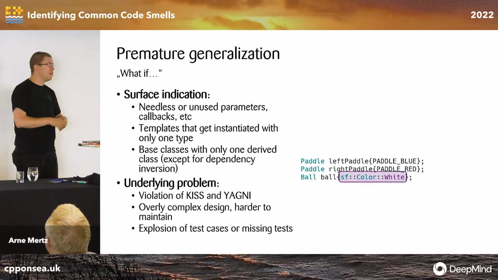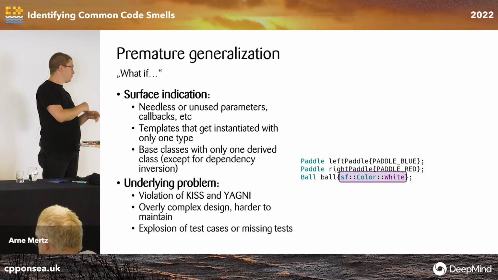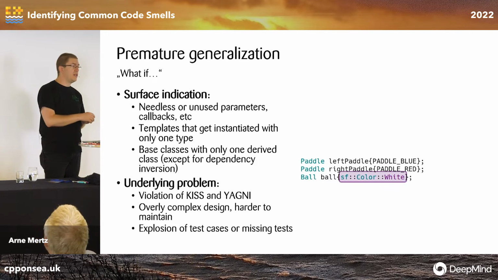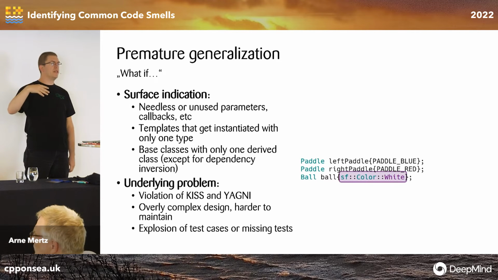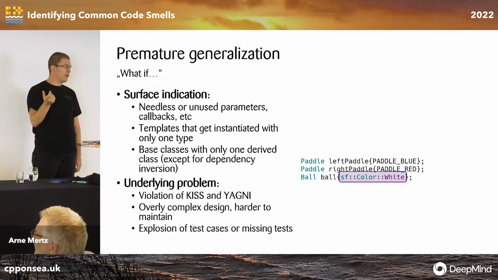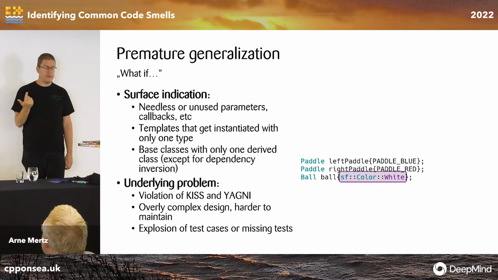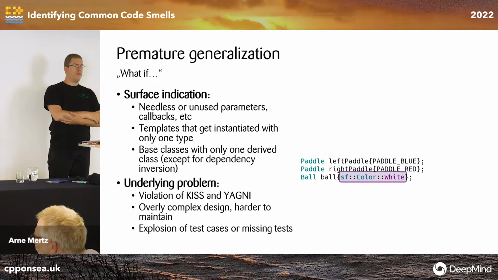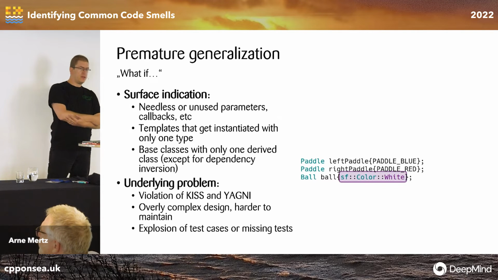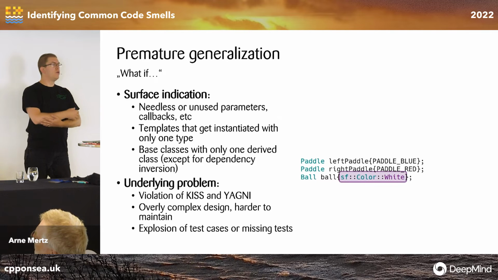But usually in that use case, we don't have only one implementation, but we also use mocks for unit tests that derive from the same interface. So then we already have two derivatives of the same base class. So the problem here is we violate the keep it simple, stupid principle, and the you ain't gonna need it, so YAGNI.